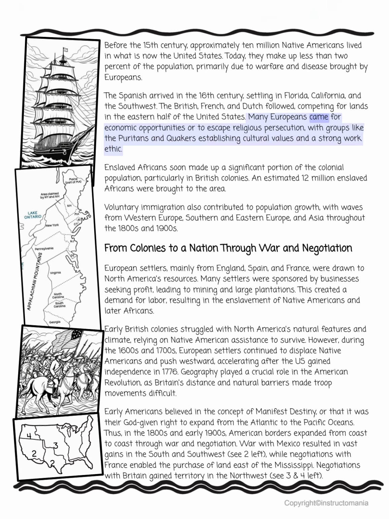Many Europeans came for economic opportunities or to escape religious persecution, with groups like the Puritans and Quakers establishing cultural values and a strong work ethic. Enslaved Africans soon made up a significant portion of the colonial population, particularly in British colonies. An estimated 12 million enslaved Africans were brought to the area. Voluntary immigration also contributed to population growth, with waves from Western Europe, Southern and Eastern Europe, and Asia throughout the 1800s and 1900s.